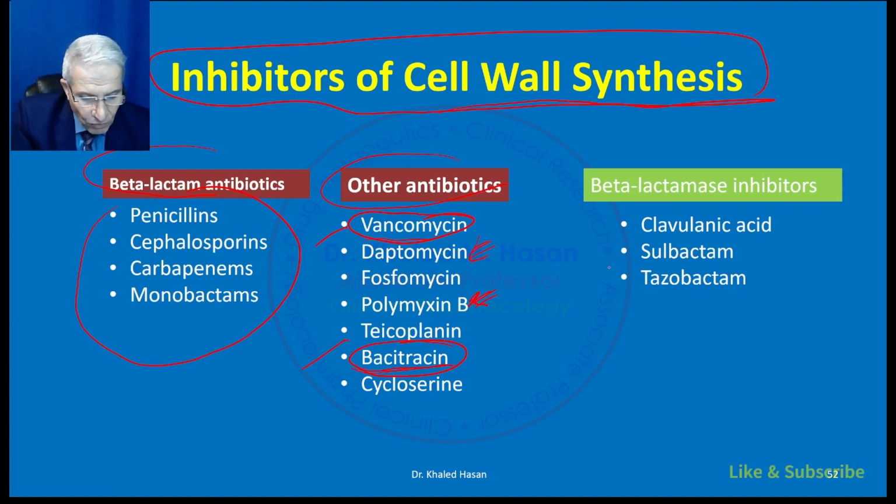We have some group of medication that is not considered an antibiotic, but rather an enzyme inhibitor. So we have clavulanic acid, sulbactam, tazobactam. These are beta-lactamase inhibitors. What they found there is that the bacteria start producing some enzyme, and this enzyme destroys the beta-lactam link.